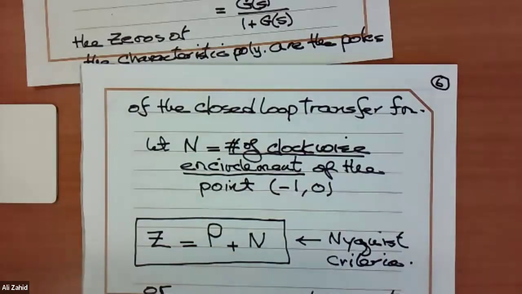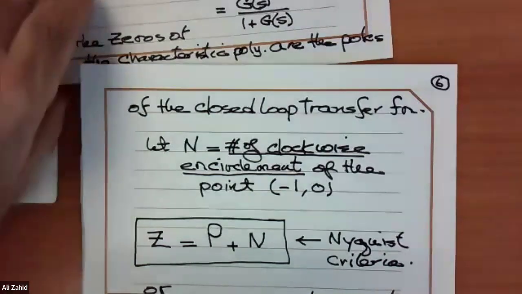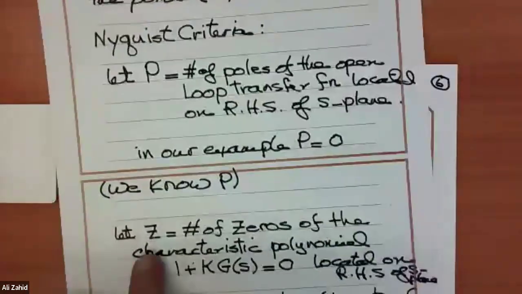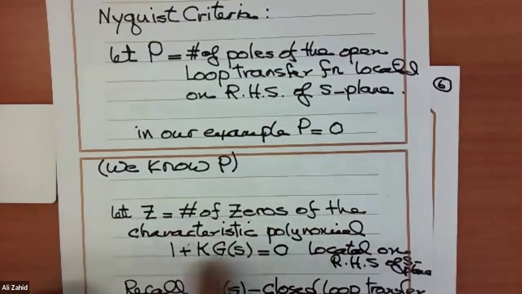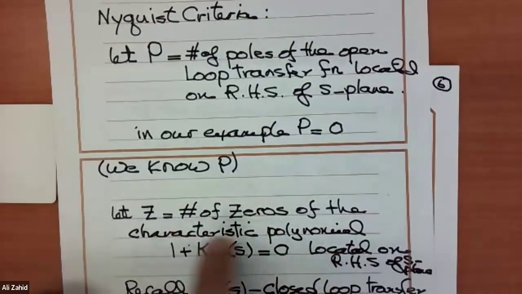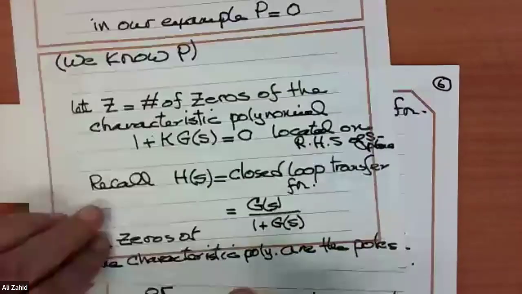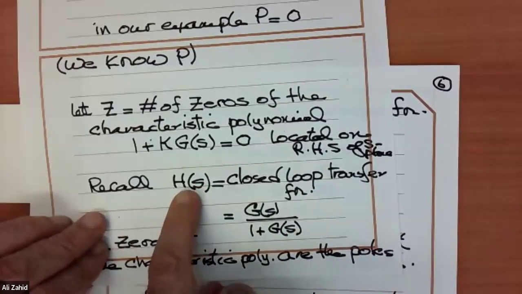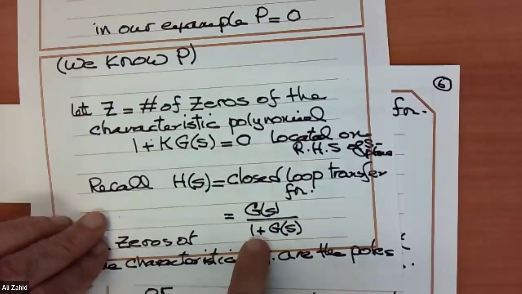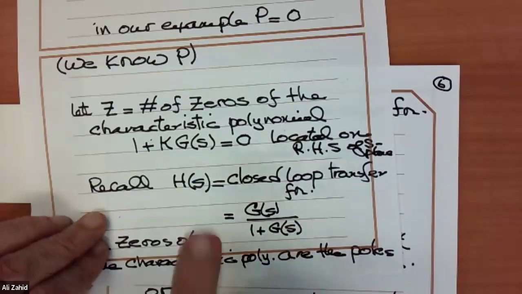Are you following me so far on that? Yes. Okay. One more time. You are struggling. What does Z mean? This is the number of zeros. Zeros means the roots. That's the zeros of the characteristic polynomial. But because the characteristic polynomial is in the denominator of the closed loop transfer function, the roots of 1 plus G of S are actually the what?